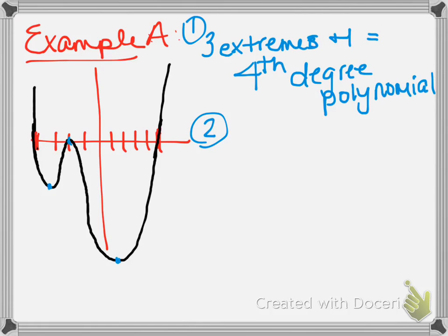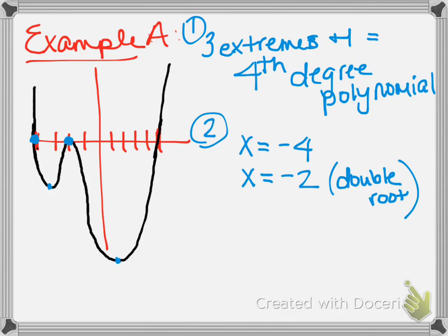Step 2 is to determine the roots. So we have x equals -4, that's right here. We have x equals -2, that's right here. And since our line is not crossing the x-axis at this point, that means this is a double root. And then we have this one here, which is x equals 5. So we have 4 zeros, or 4 roots, which makes sense because we have a 4th degree polynomial.